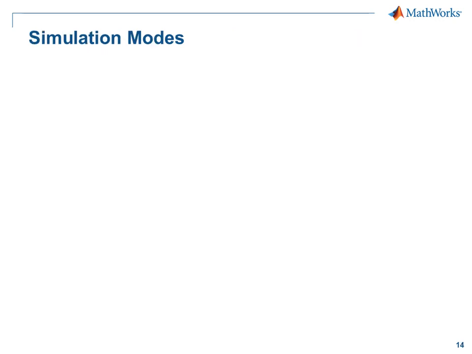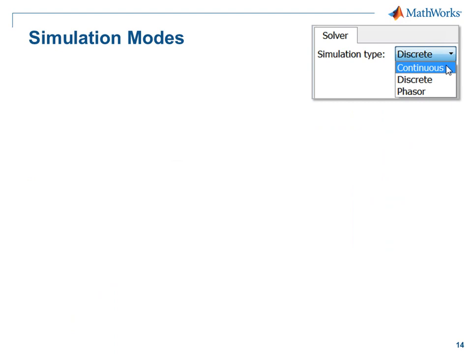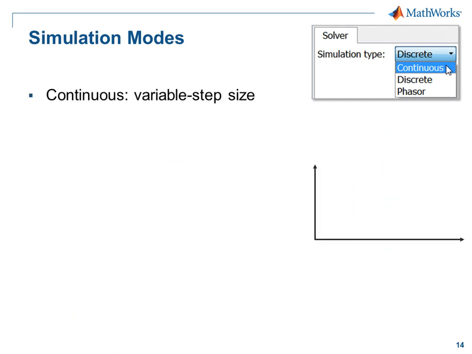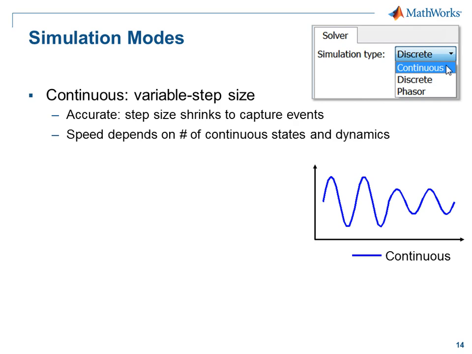In SimPower systems, you can select from different simulation modes. You select your simulation mode based on the task that you're performing. Continuous simulation mode uses a variable step solver. This means that the step size will shrink to capture events that occur in your simulation. This is a very accurate mode of simulation.